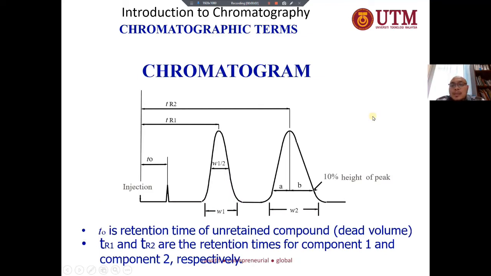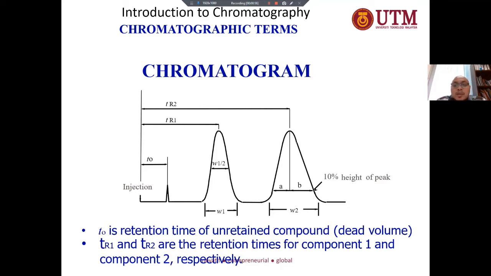Okay, next we will learn about the terms in the chromatographic world. If you look over here, T naught represents the time of an unretained compound, or we can call it the dead volume. What is an unretained compound? The unretained compound is the one that does not interact at all with the stationary phase. Again, the unretained compound will not be retained at all by the stationary phase, so it will move with the movement of the mobile phase.